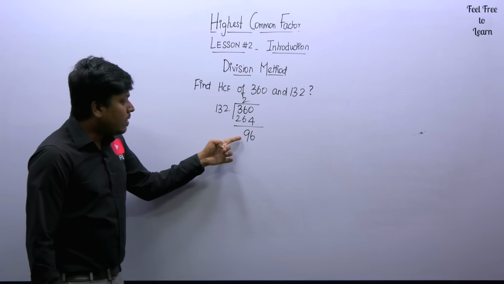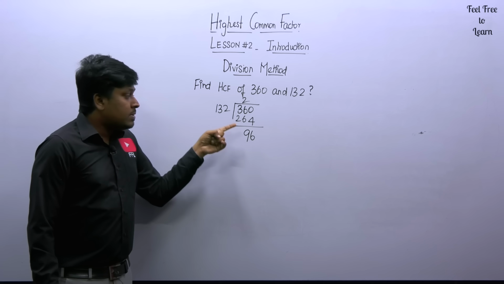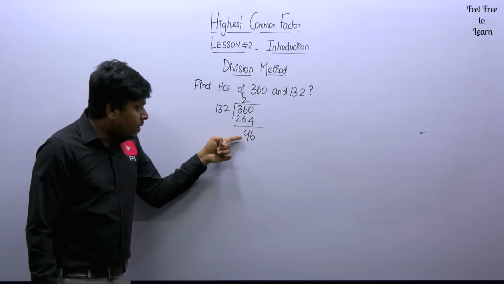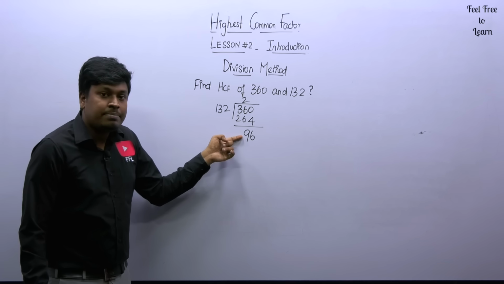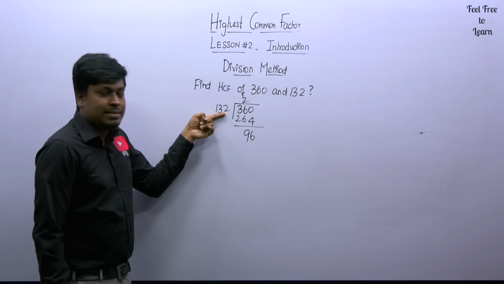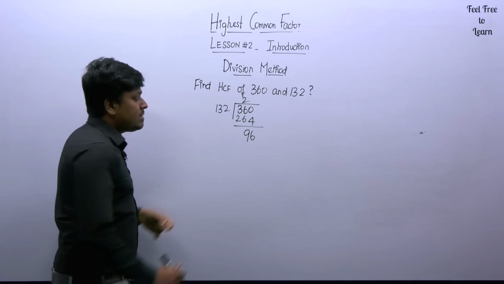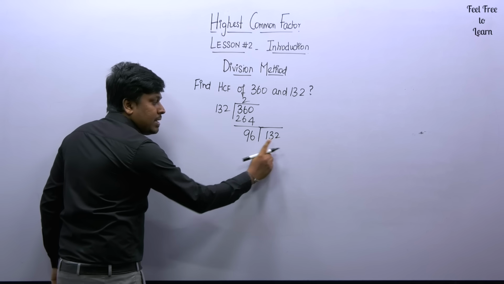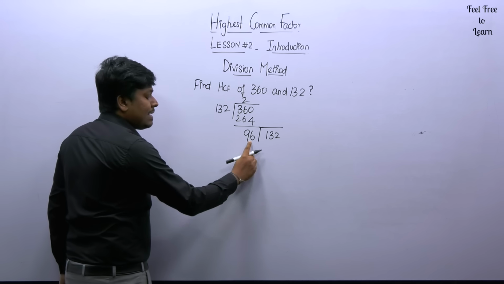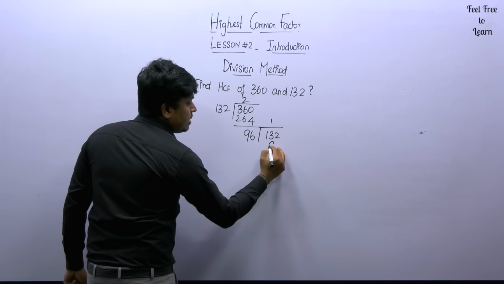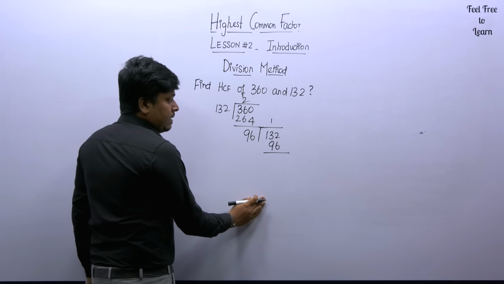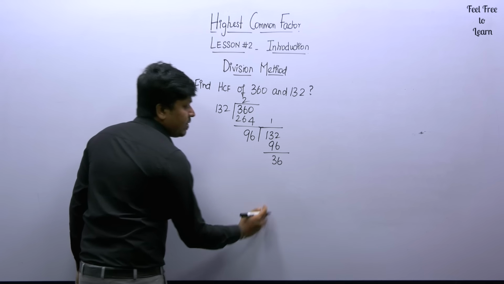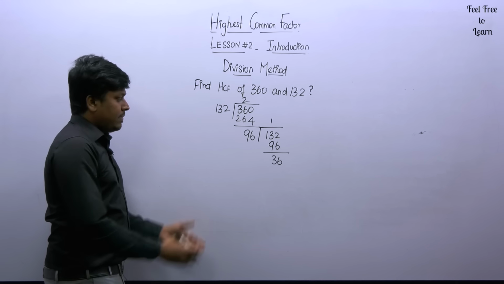Just see here, we got the remainder, how much? 96. We have to stop the division only when we get the remainder 0. But here we got the remainder 96. What should be the next step? We have to divide the divisor by the remainder. So here the divisor is what? 132. Now divide this divisor 132 by 96. 96 how many times? 1 time here. So this becomes 96, and the subtraction gives 36. So again we got a remainder, that is 36. We didn't get the remainder 0.